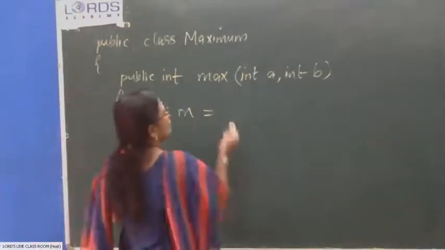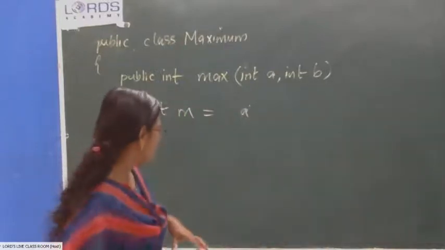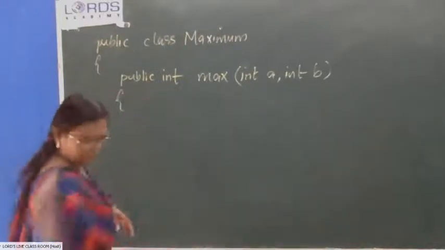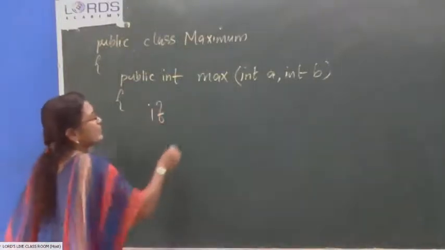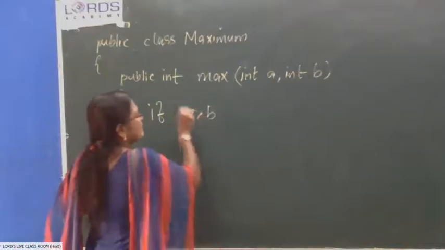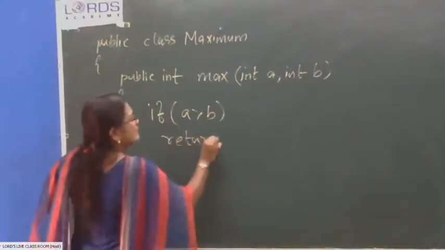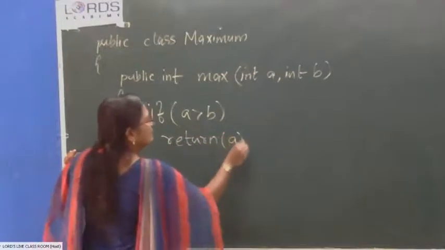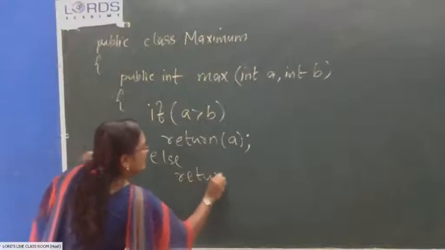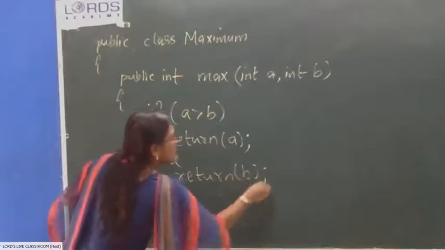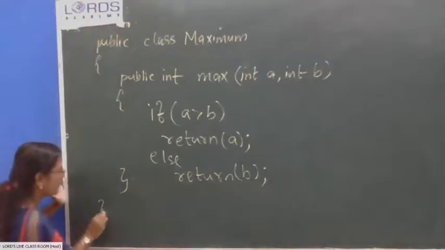Int m equal to a greater than, okay, instead of that we will use it like this. If a greater than b, return a, else return b. See, two return statements are given in this program.